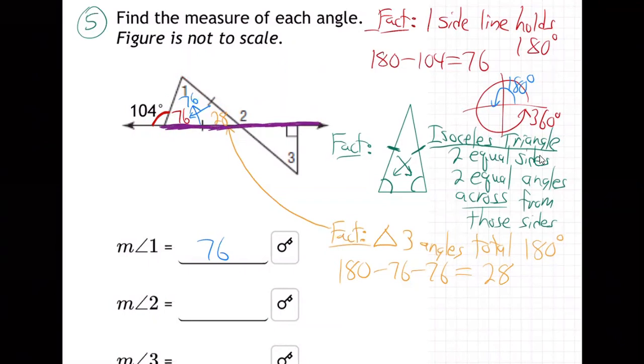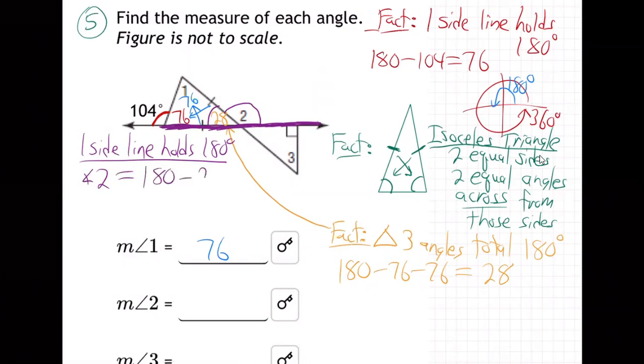That line right there, the 28 and angle 2, one side of a line holds 180 degrees. So therefore, angle 2 is going to equal 180 minus 28. Everybody seeing that? Because angle 2 and the 28-degree angle together make the top of that purple line. So therefore, angle 2 is going to be, I don't know what, 152. So we've got angle 2.